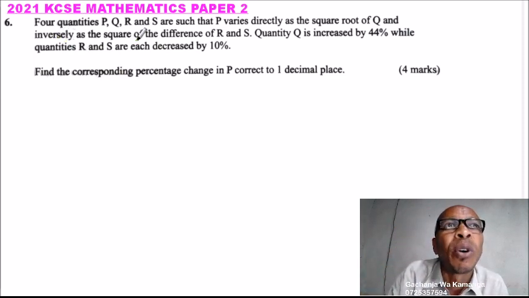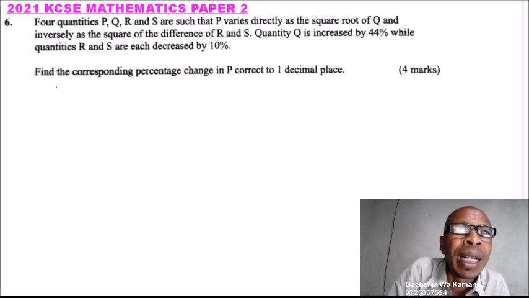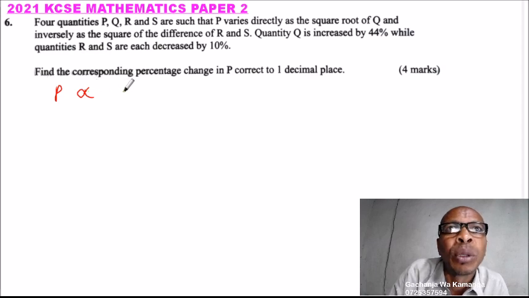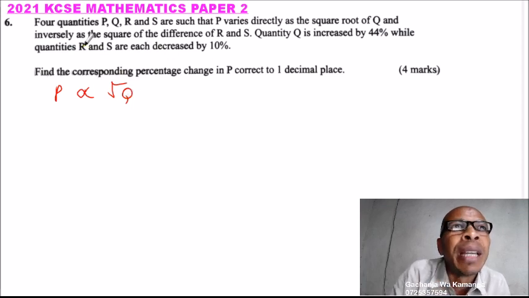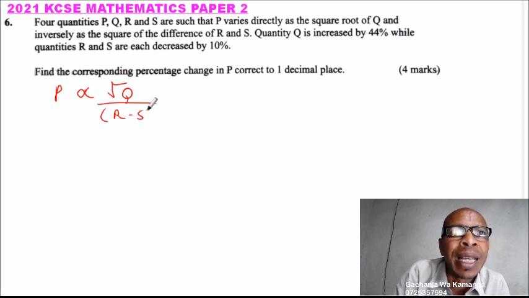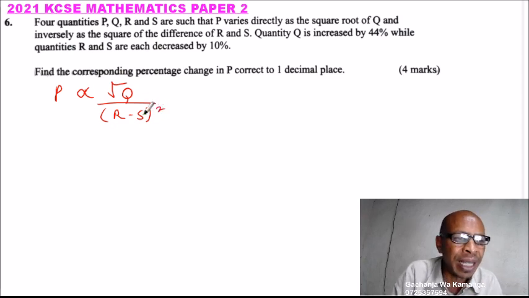Four quantities P, Q, R, and S are such that P varies directly as the square root of Q. So we can write that P varies directly as the square root of Q like that, and inversely as the square of the difference of R and S. So how do we write that? We say it is a square, that is the difference of R minus S, and you square. So that is what that statement means.